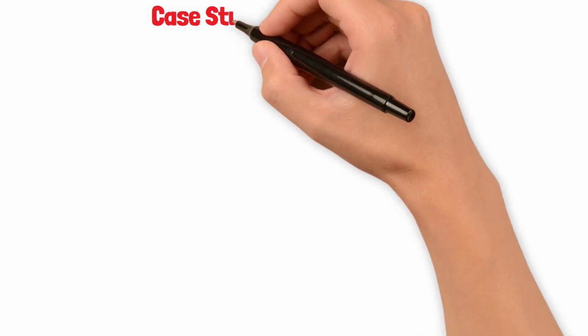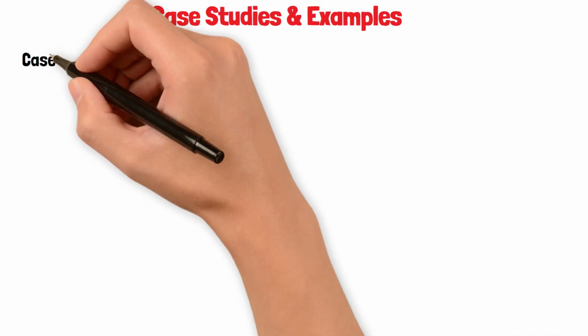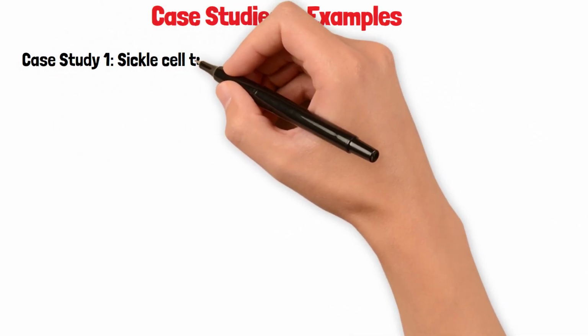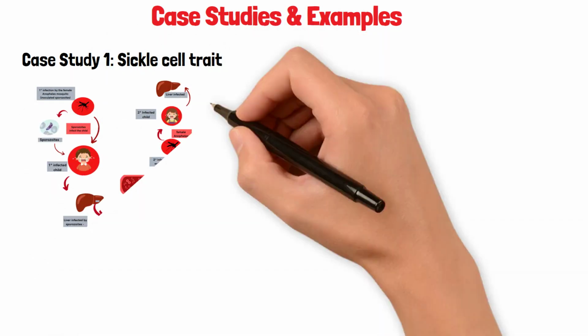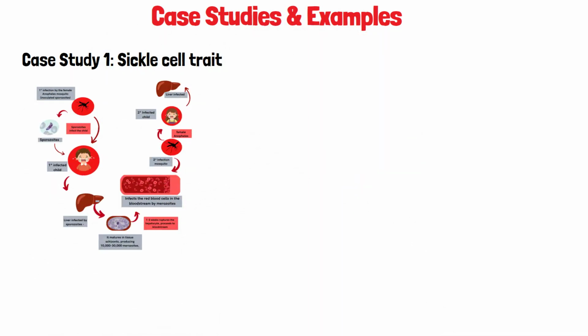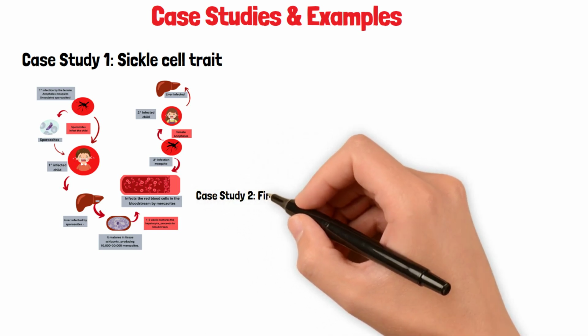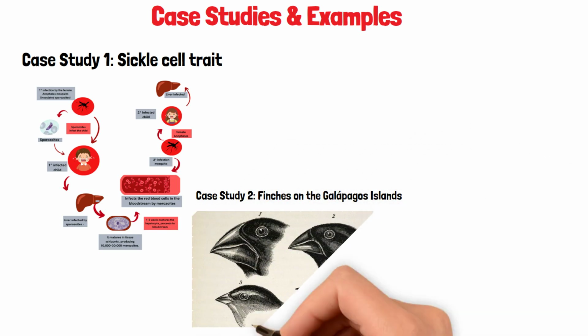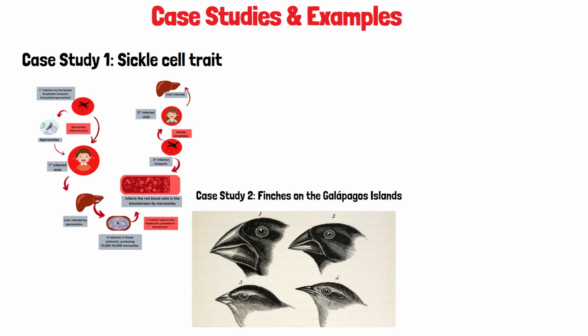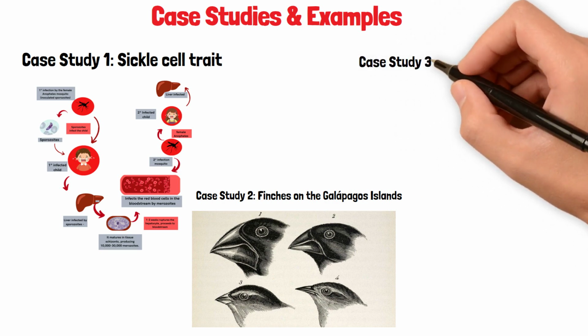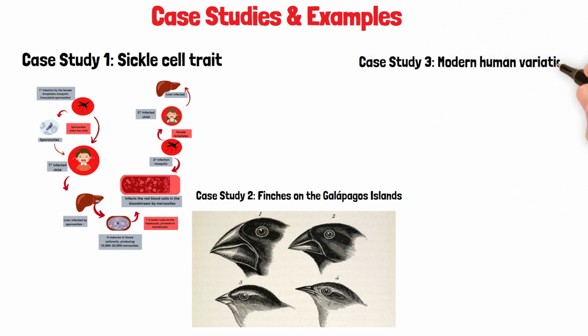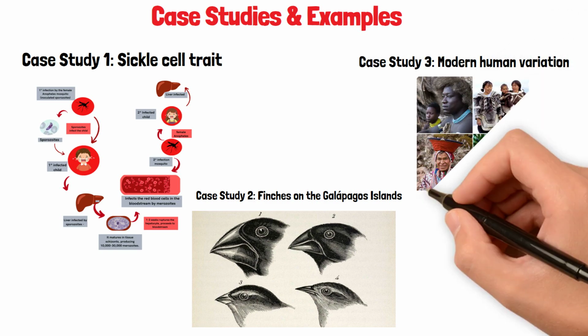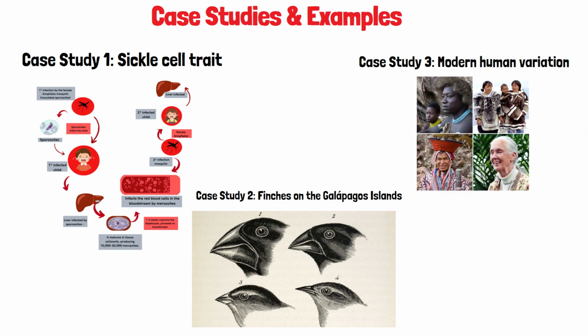Case studies and examples. Case study 1, sickle-cell trait. In malaria-prone regions, the allele persists because carriers gain resistance even though homozygotes suffer from sickle cell disease. Case study 2, finches on the Galapagos Islands. Different beak shapes evolved as birds adapted to available food sources. Case study 3, modern human variation. Traits like skin pigmentation or altitude adaptation show how populations evolve in response to environment.